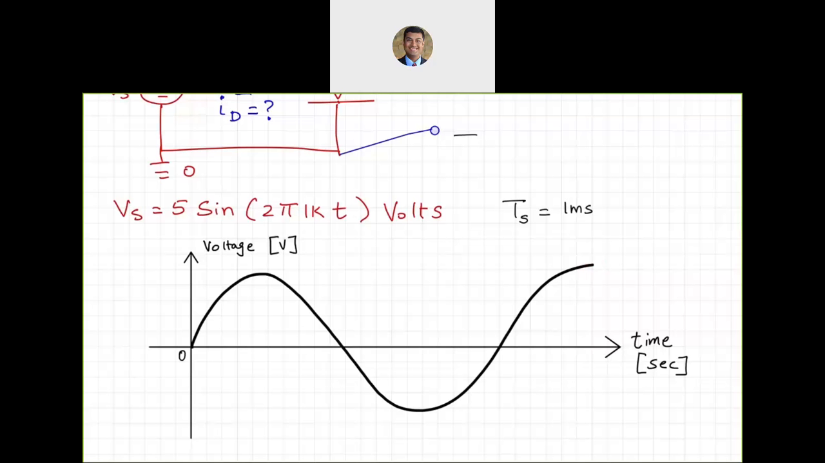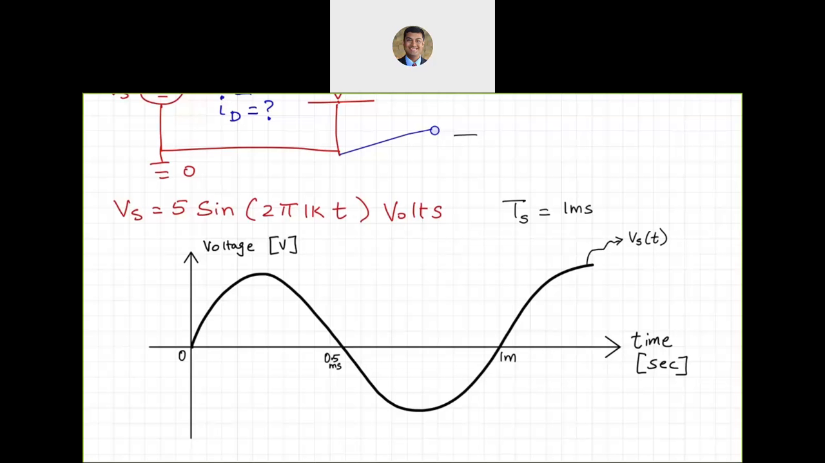If that is 0 on the time axis, this is going to be 1 millisecond, because the time period is 1 millisecond, and this is also going to be 0.5 millisecond there. Sure, okay, so we have one period that we are sketching, and let me also label here that this is Vs as a function of time, Vs of t.